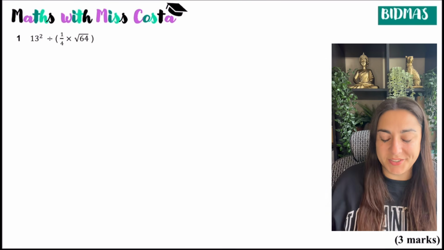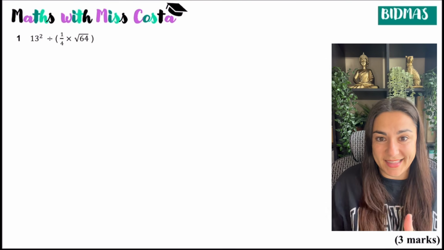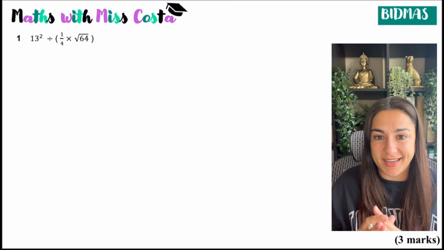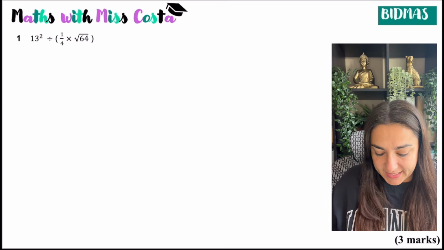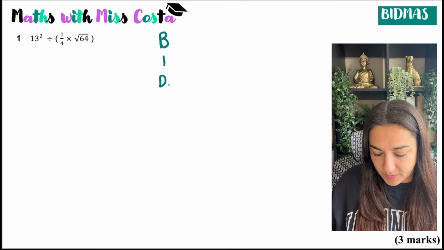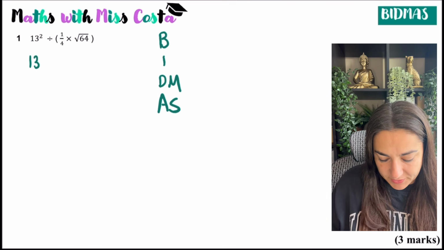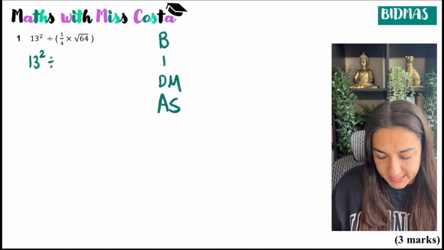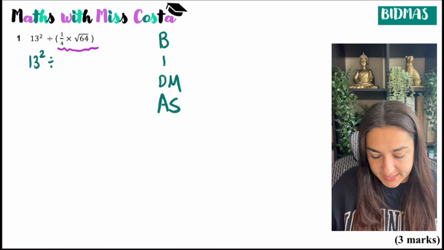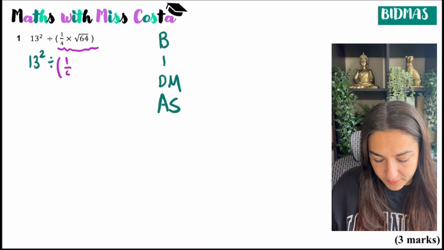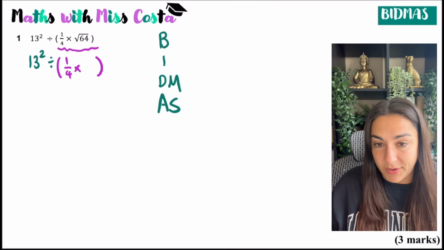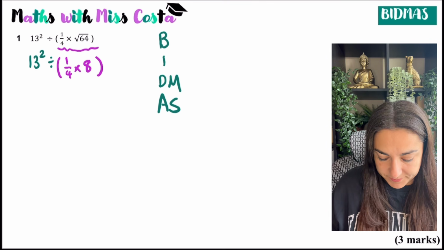Okay, so for the first question, it's a simple BIDMAS question, and the key thing to remember is to do things in the order of operations. So we know that with BIDMAS, we do anything that's in brackets first. So I'm going to do 13 squared divided by, and this is what I'm going to work out first, a quarter times by the square root of 64, which is 8.